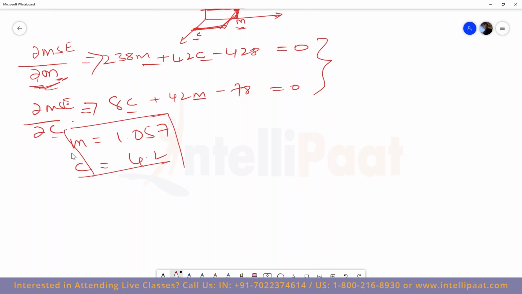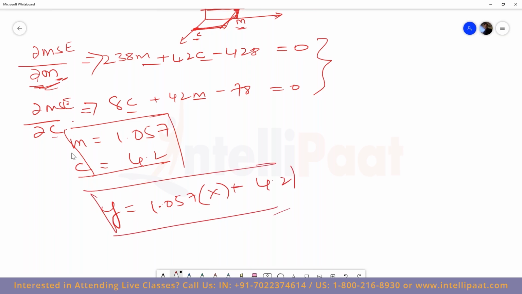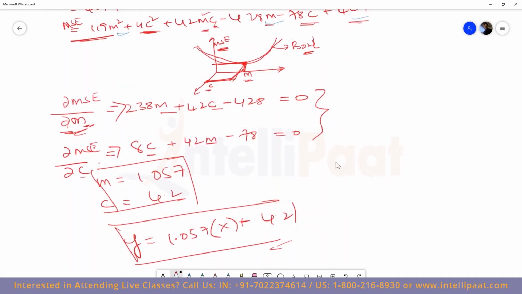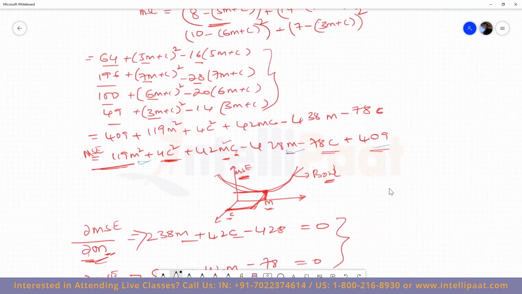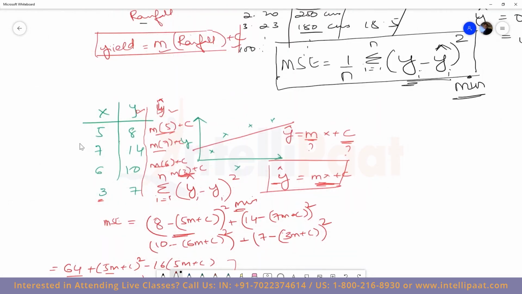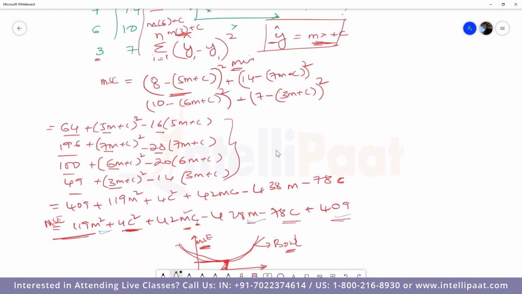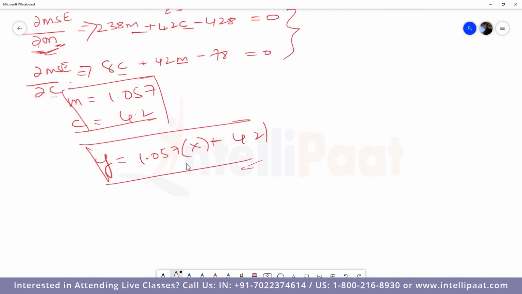So net, my final equation looks like this. Y is equal to mx plus c, so 1.057 times x plus 4.2. That is my final linear regression equation for the data points that I have seen here. So anybody who's got values around that is good. For these data points, 5, 7, 6, 3, 8, 14, 10, and 7, if you actually compute your linear regression equation, the equation will look something like this, 1.057 and 4.2.